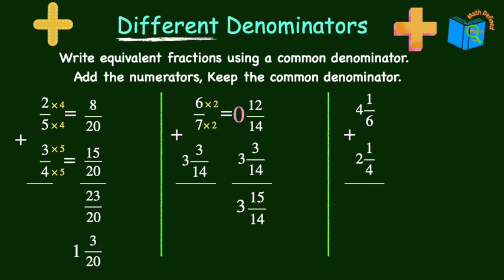Again, we are not quite finished because the fraction 15/14 is improper. 14 divides into 15 one time with 1/14 left over. Then we need to add the whole numbers 1 and 3 to get 4 and 1/14.